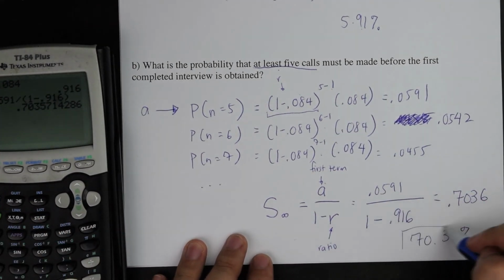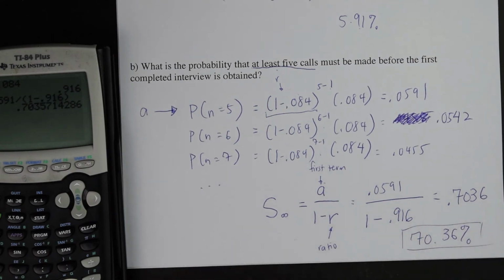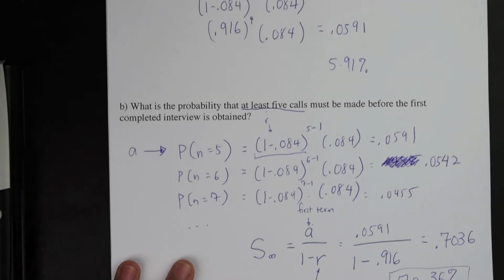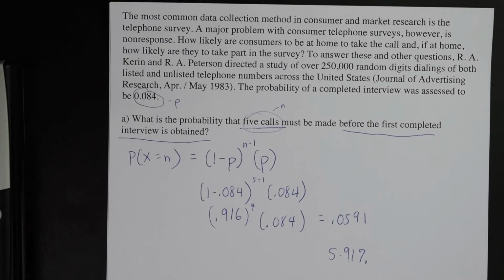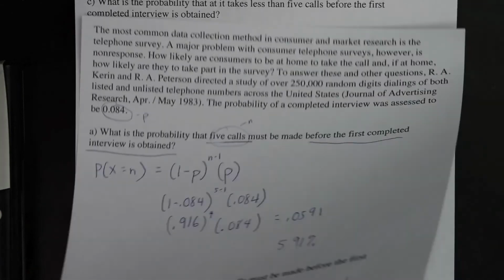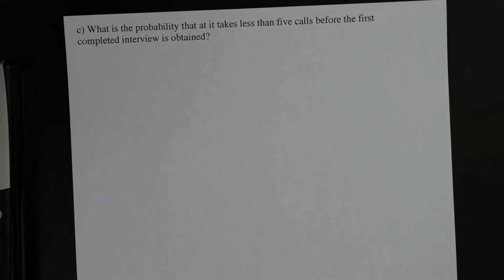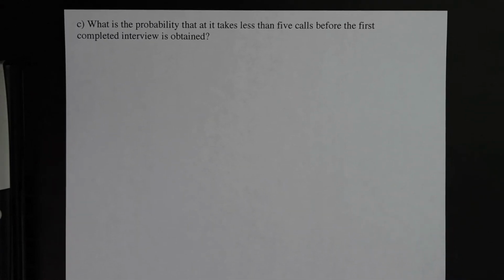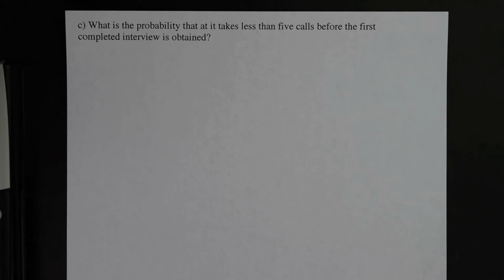And that will be my final solution for this question. And so when I'm talking about B, it's in the context that we keep going up infinitely. And just as much as we can go up in a geometric series, we could actually also go down. My next question to provide you with understanding around this concept is: what is the probability that it takes less than 5 calls before the first completed interview is obtained?